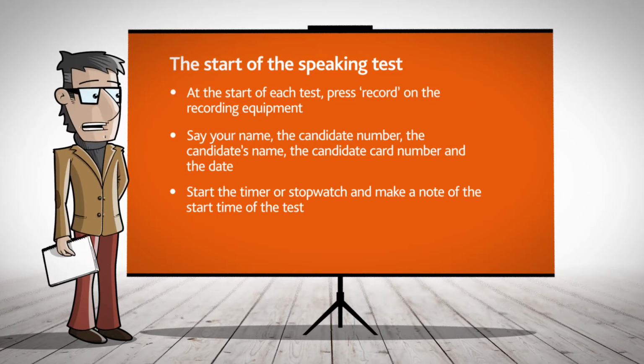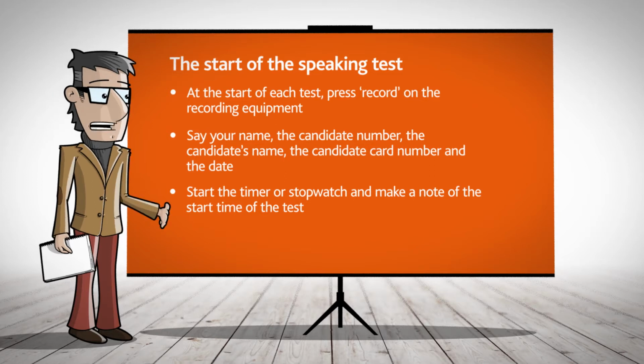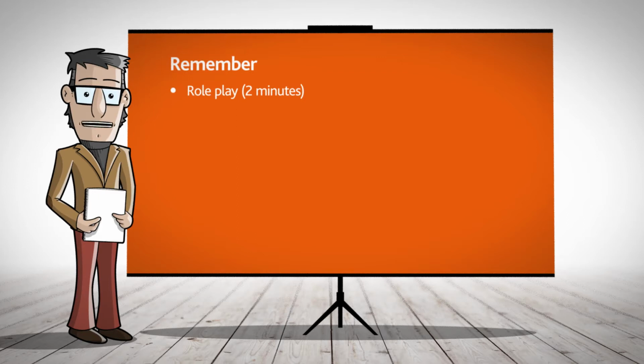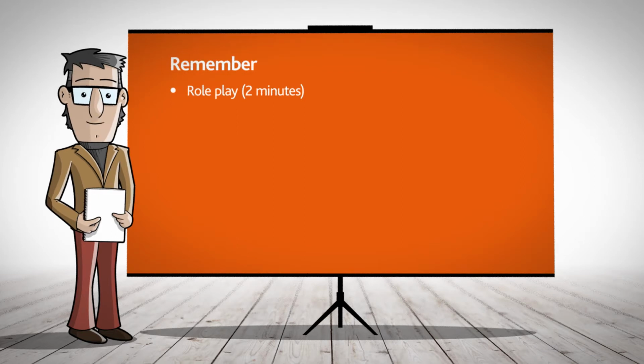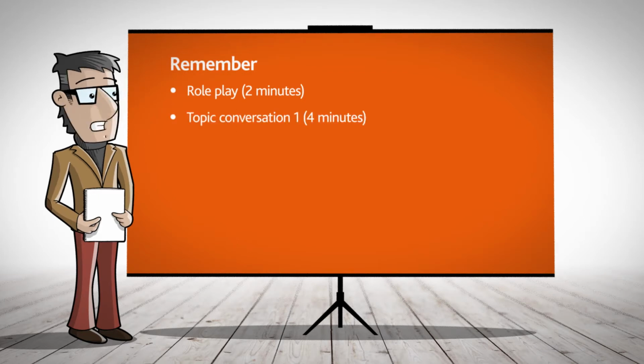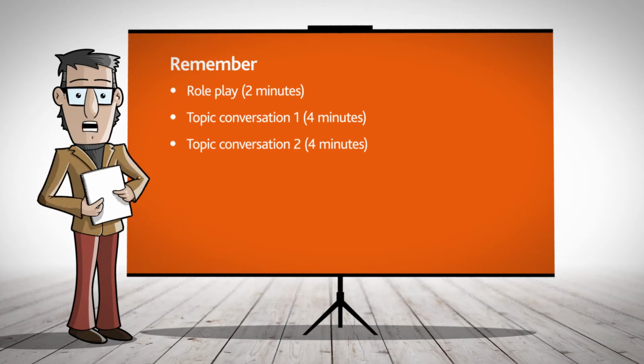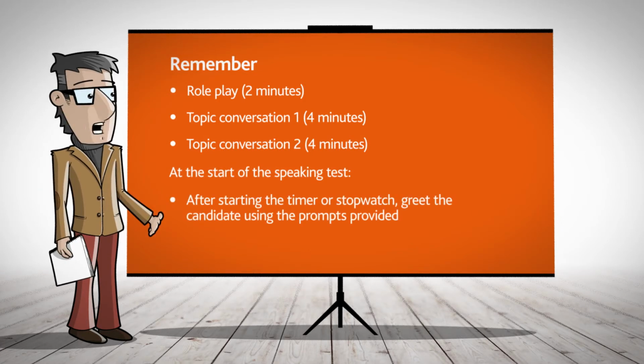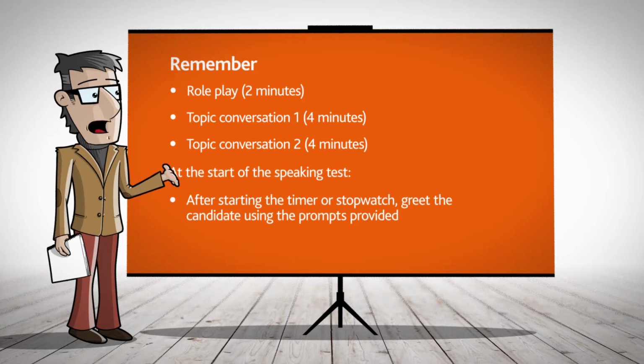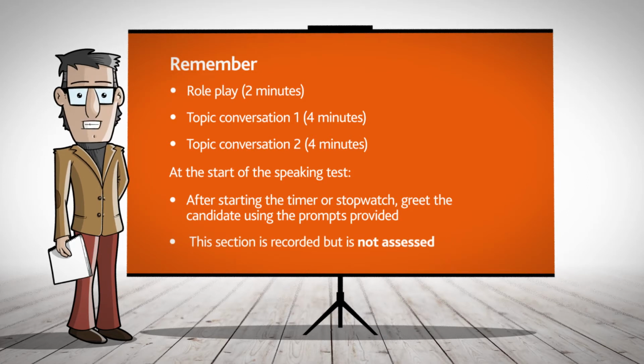You should monitor the timing for each part of the test, and you may want to restart the timer for each part. Remember that the role play lasts for approximately 2 minutes. Topic conversation 1 lasts 4 minutes, and topic conversation 2 also lasts 4 minutes. After starting the timer or stopwatch, greet the candidate using the prompts provided. This section is recorded, but not assessed.